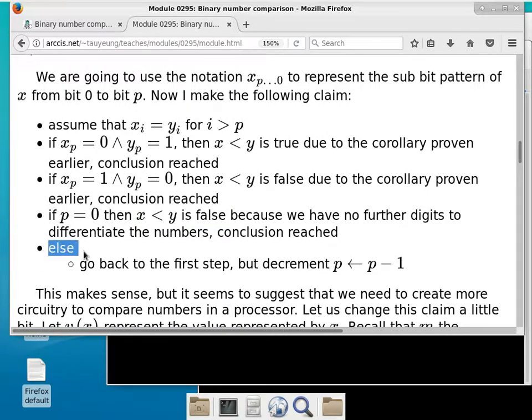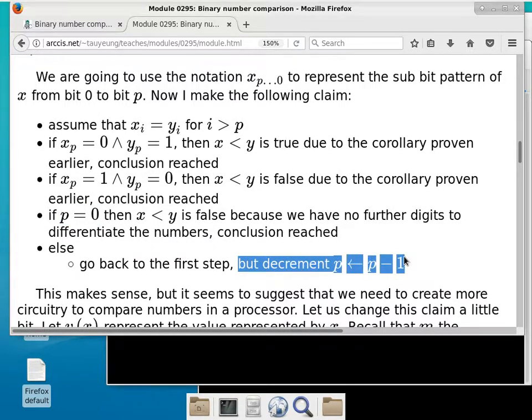Okay, what if none of these conditions are true? What if this condition is false, which means the bits are exactly the same, and this condition is false too, which means we have not examined every single bit? Then what we do is we go back to the first step, but we first decrement p, so p is now 1 less than what it used to be. Then we go back to step 1 and repeat all those steps. Is this logic okay? Does this seem okay to be doing a multi-bit comparison of binary numbers representing unsigned values?